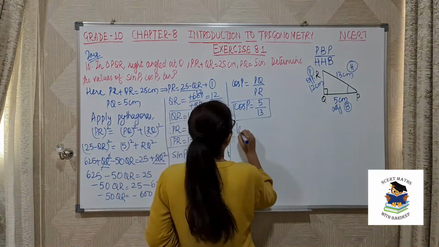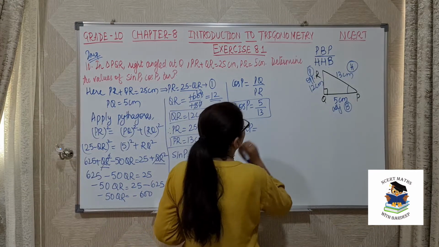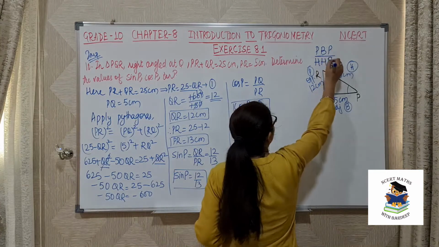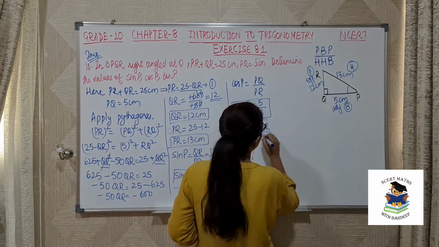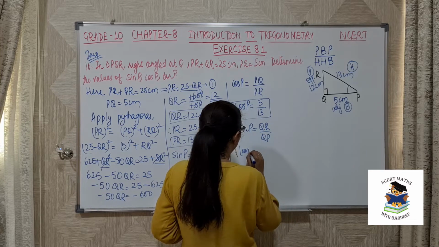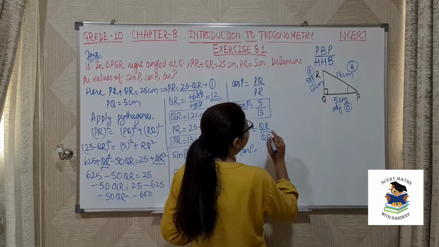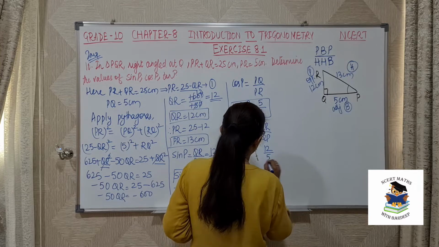Next is tan P. So tan P is the ratio of perpendicular with base. Perpendicular is QR and base is QP. So the value of tan P is QR, which is 12, and base is 5.